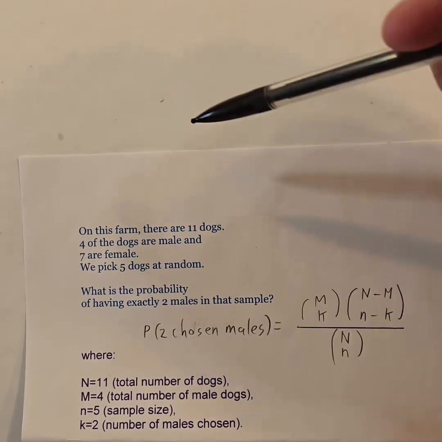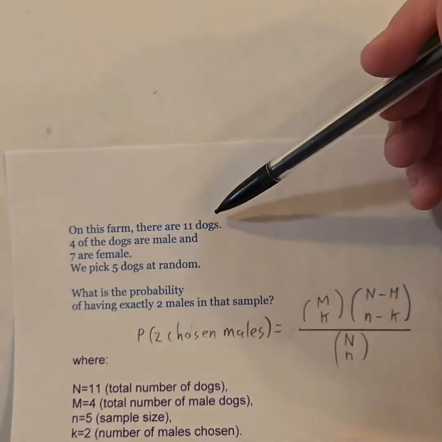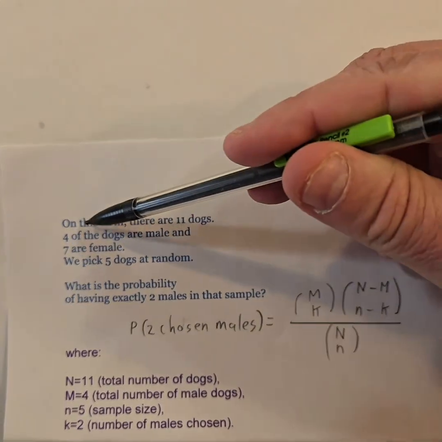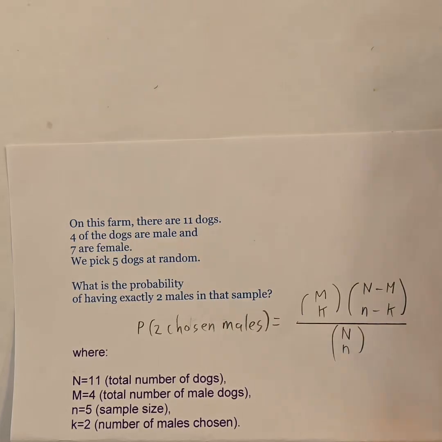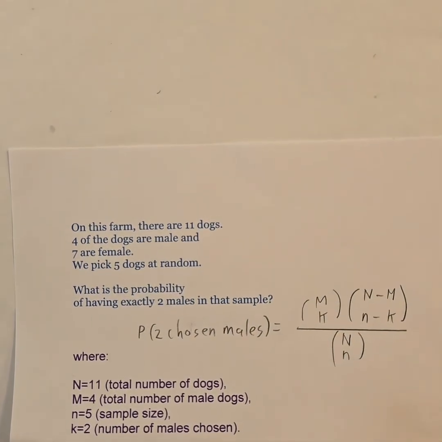Please enjoy this math question which demonstrates an application of the hypergeometric distribution. In this question, we have a farm with 11 dogs. 4 of them are male and 7 are female. We pick 5 dogs at random.